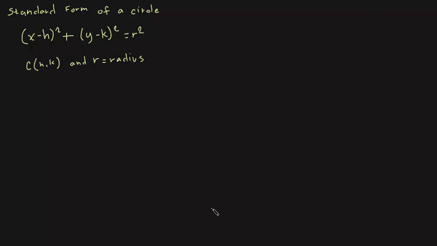Today we'll be talking about the standard form of a circle. We have (x - h)² + (y - k)² = r², where the center of the circle is (h, k) and r is the radius of the circle. Before we start, let me give you some idea of how the equation of a circle is derived from the distance formula.